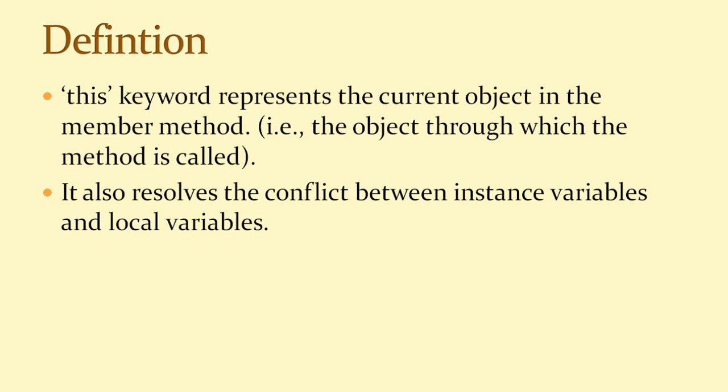On the other hand, local variables are the variables which are declared inside a member method. That means a local variable can be used only within the method. It cannot be used outside. Okay, so let's see a program in Java.